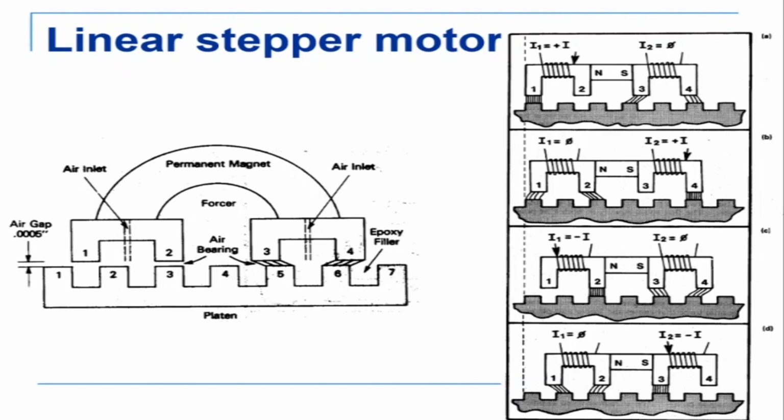So first I energize magnet 1, so this tooth is attracted there. Then I energize magnet 4, so this tooth is attracted here, so it moves this side. Then I energize 2, then I energize 3. So at every step, it is going in steps in this direction. And these are linear stepper motors. So you can have linear stepper motors, and we can also have rotating stepper motors. This can also be operated in micro stepping mode.